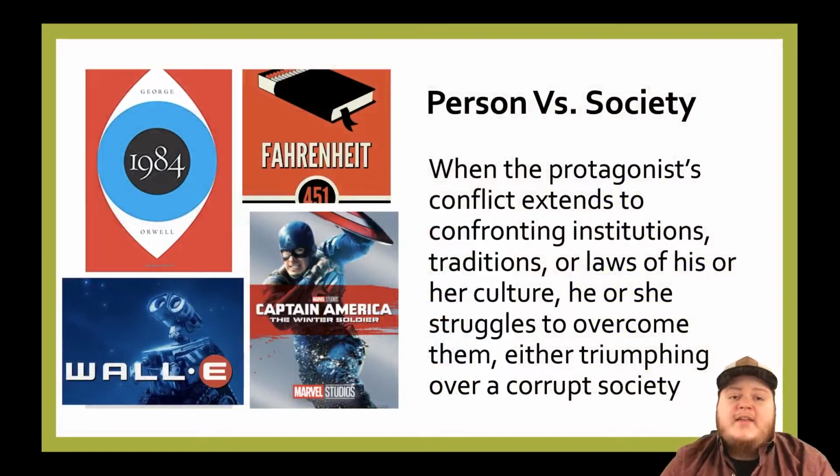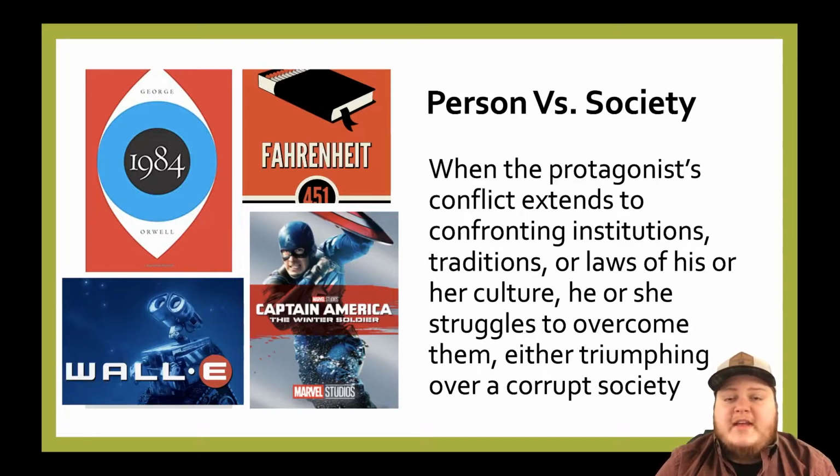Person versus society. You'll see this a lot within a lot of modern films and stories. So anytime that you see a futuristic story, a lot of the times it's going to have not only person versus technology, but person versus society. A big example of this is WALL-E, and it was really about environmentalism and how a lot of humans thought that they would be able to solve their problem by just being more dependent on technology. And in that story, you can tell that it didn't work out so well.